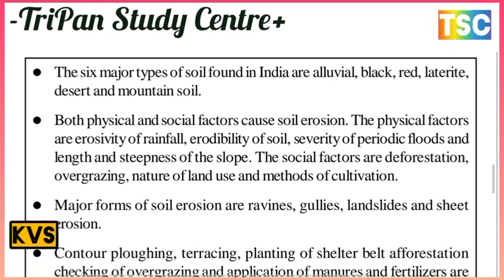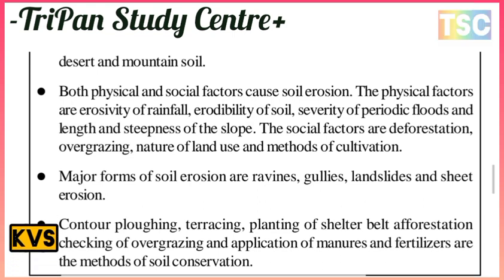The physical factors are erosivity of rainfall, erodibility of soil, severity of periodical floods, and length and steepness of slope. The social factors are deforestation, overgrazing, nature of land use and method of cultivation. The next important point: major forms of soil erosion are ravines, gullies, landslides and sheet erosion. Contour ploughing, terracing, planting of shelterbelts, afforestation, checking of overgrazing, and application of manure and fertilizer are the methods of soil conservation.